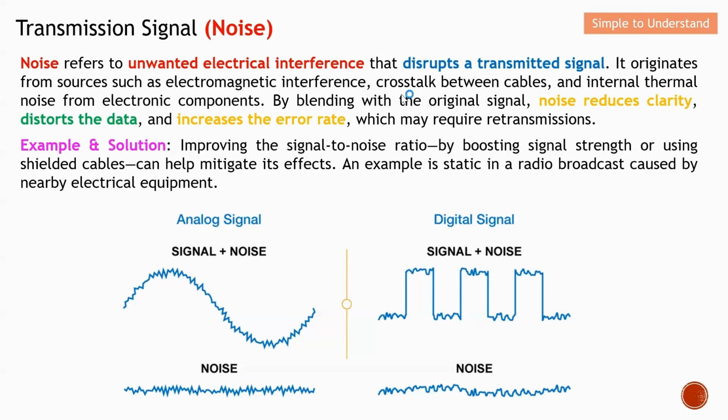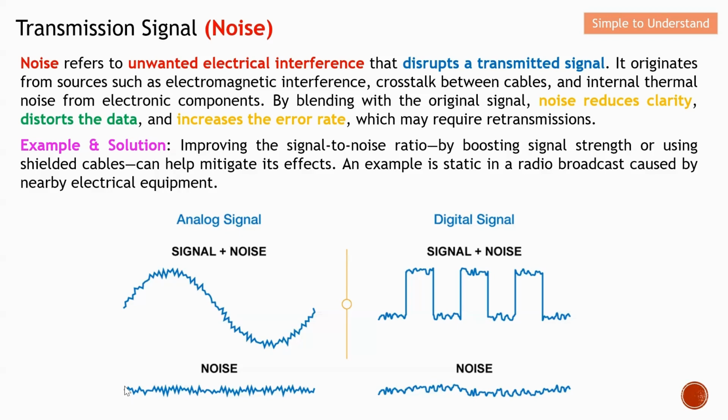By blending with the original signal, noise reduces the clarity, distorts the data, and increases the error rate, which may require retransmission. From this diagram here, you can see that with the signal only, it is probably a perfect sine curve. However, once noise is added onto the analog signal, you can see that it is no longer a perfect sine curve anymore. It has some form of noise added onto the original signal.